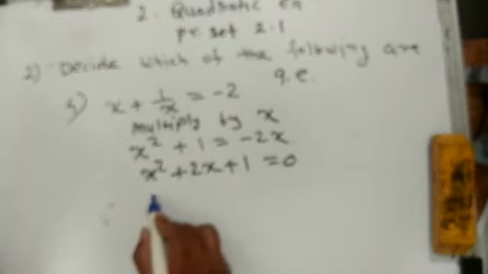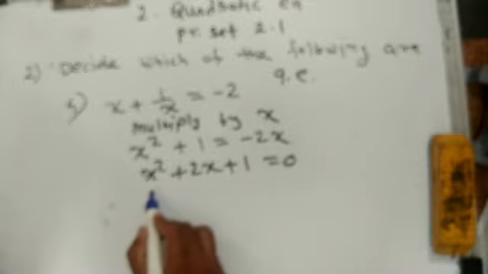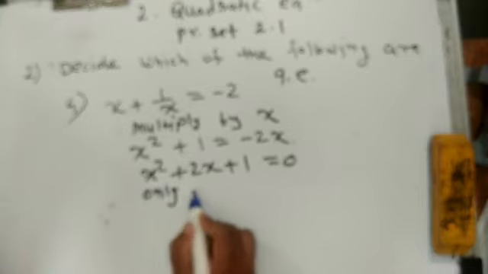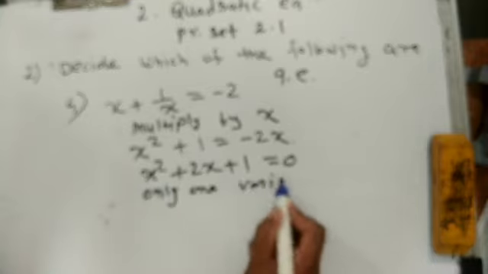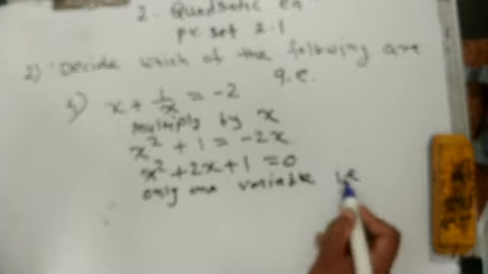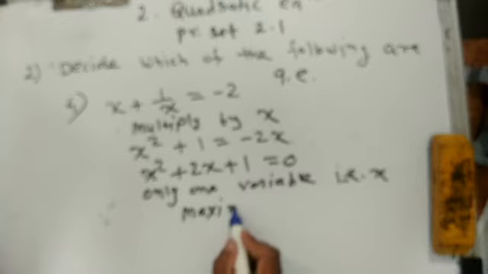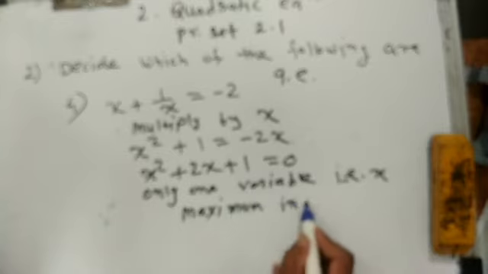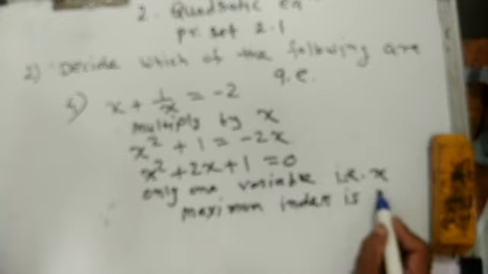Therefore, we can write there is only one variable, that is x. Therefore, it is a quadratic equation. Then how can we write the statement? Here we can write: only one variable, that is x, maximum index is 2, therefore it is a quadratic equation. Okay, this is the fourth problem.